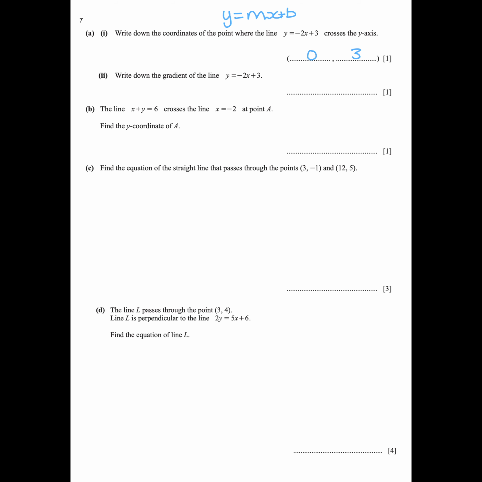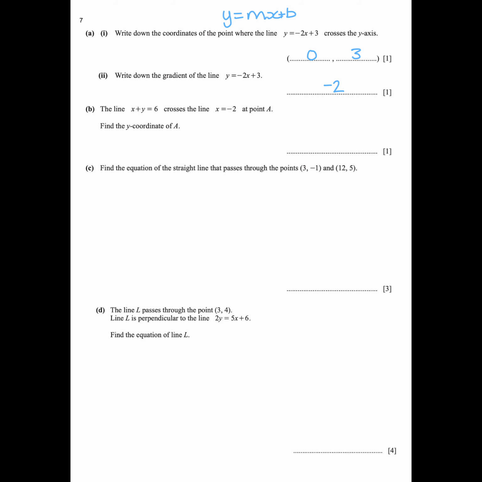And then we need to write down the gradient of the same equation. The gradient we know is the m value, it's the coefficient of x, so the number in front of x. And therefore of this one it's minus 2. So the gradient there is minus 2.